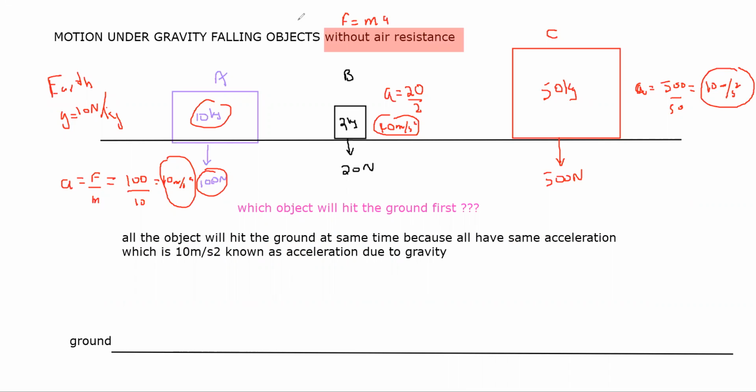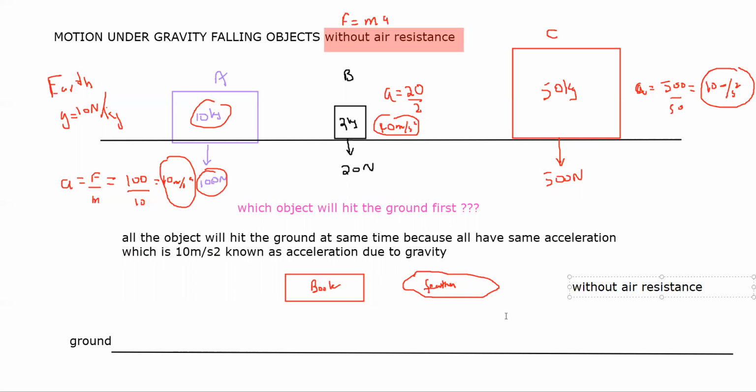Is it clear? So if I drop, say, a book and a feather, and I drop both of them from the same height without air resistance, which will hit the ground first, a book or a feather? Without air resistance, if there is no air resistance acting on it. Again, the same answer will be there. Both will hit the ground at the same time.